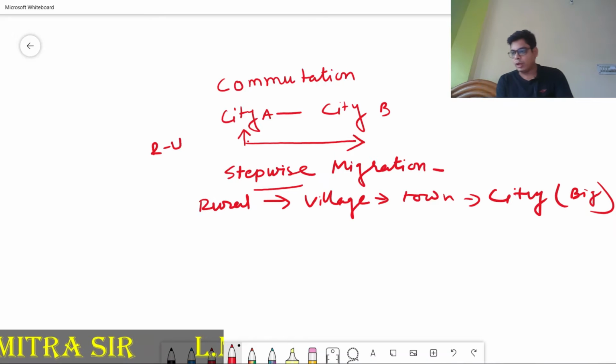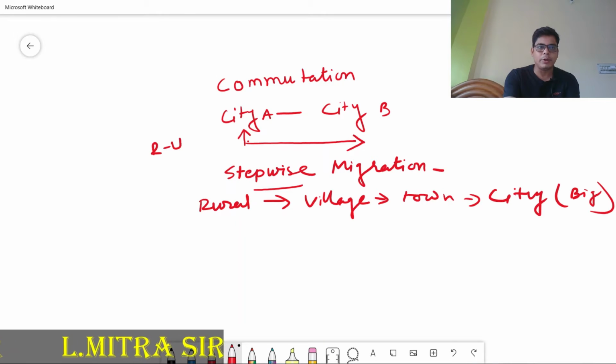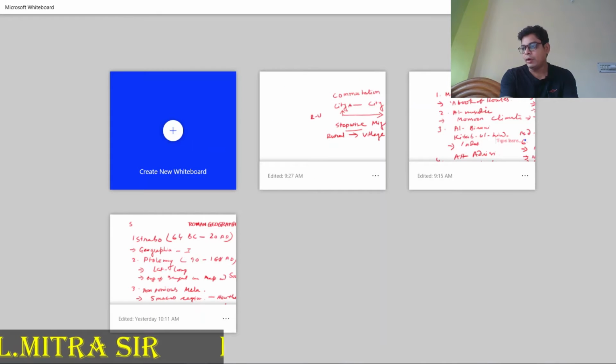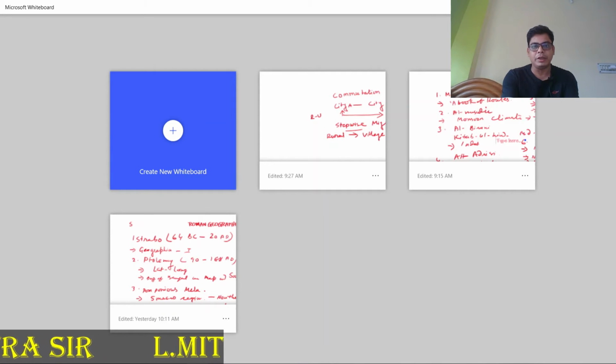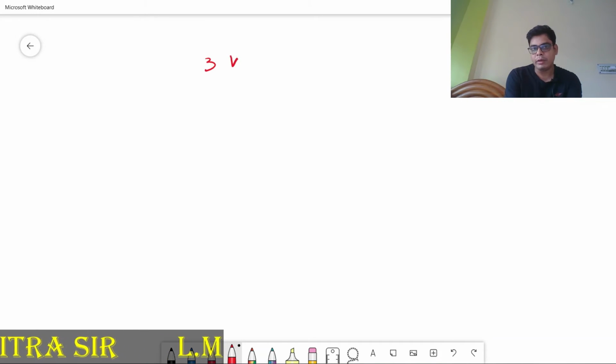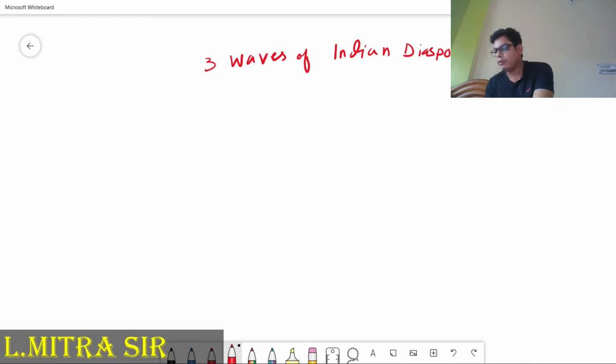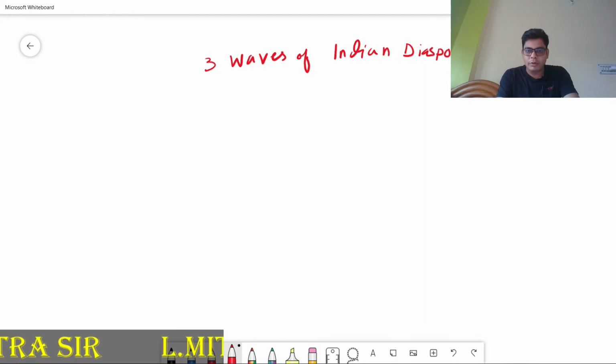Okay, then another thing we have to discuss is, perhaps you know, the three waves of the Indian diaspora, or three waves of migration. So this we have to mention: three waves of Indian diaspora. Previously we discussed this. So the three waves of diaspora are the first wave, second wave and third wave. That we have to discuss.